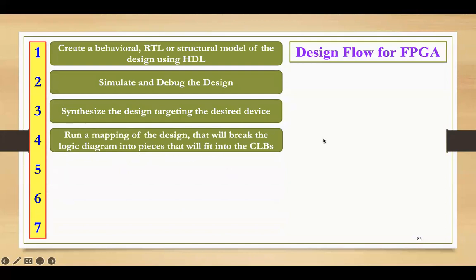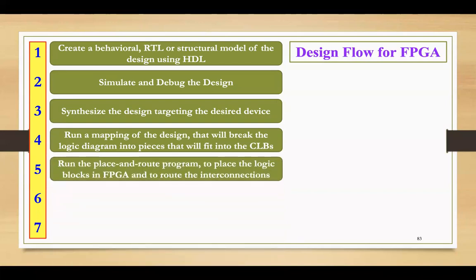Then run a mapping of the design that will break the logic diagram into pieces that will fit into CLB. So now we need to break them into small bits and pieces so that we make sure that it is fitting in some logic block, right? So each configurable logic block will have, as I mentioned, a D flip-flop, will have a mux, right? So we need to categorize them. Run the place and route program to place the logic blocks in FPGA and to route the interconnection.